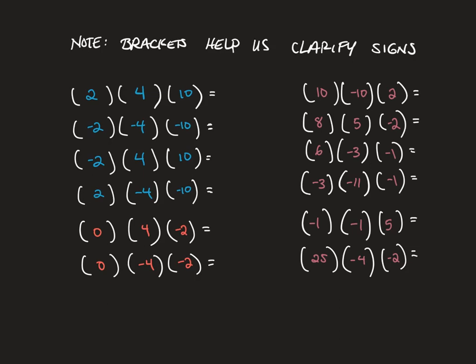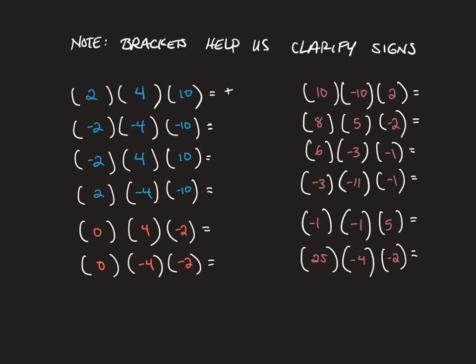Let's look at our signs. I'm going to put positive signs in to mark that we know a result is going to be a positive number, just so you know that we've gone through each of these and we haven't skipped any. If I look at my first string of numbers, 2 times 4 times 10, they're all positive, so I know my result is going to be some kind of positive number.